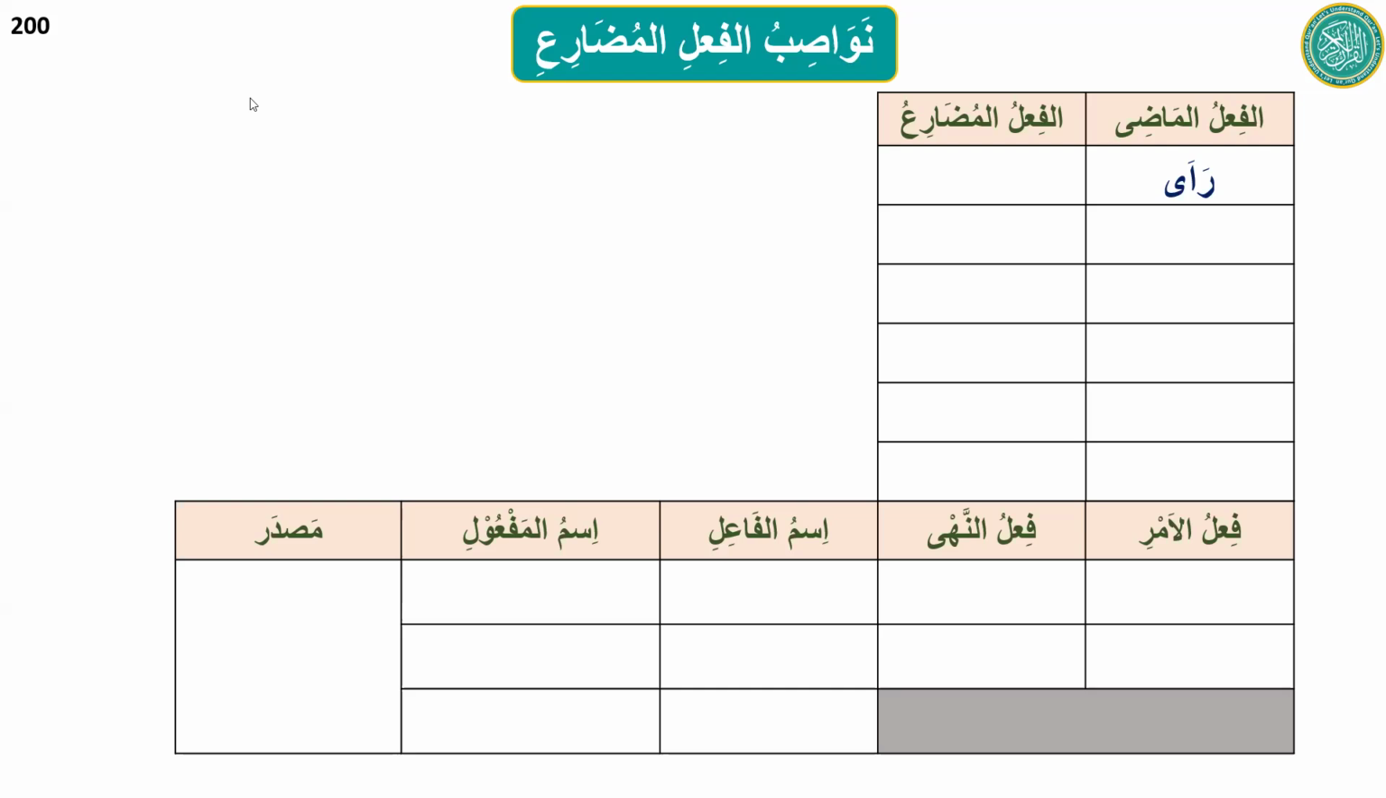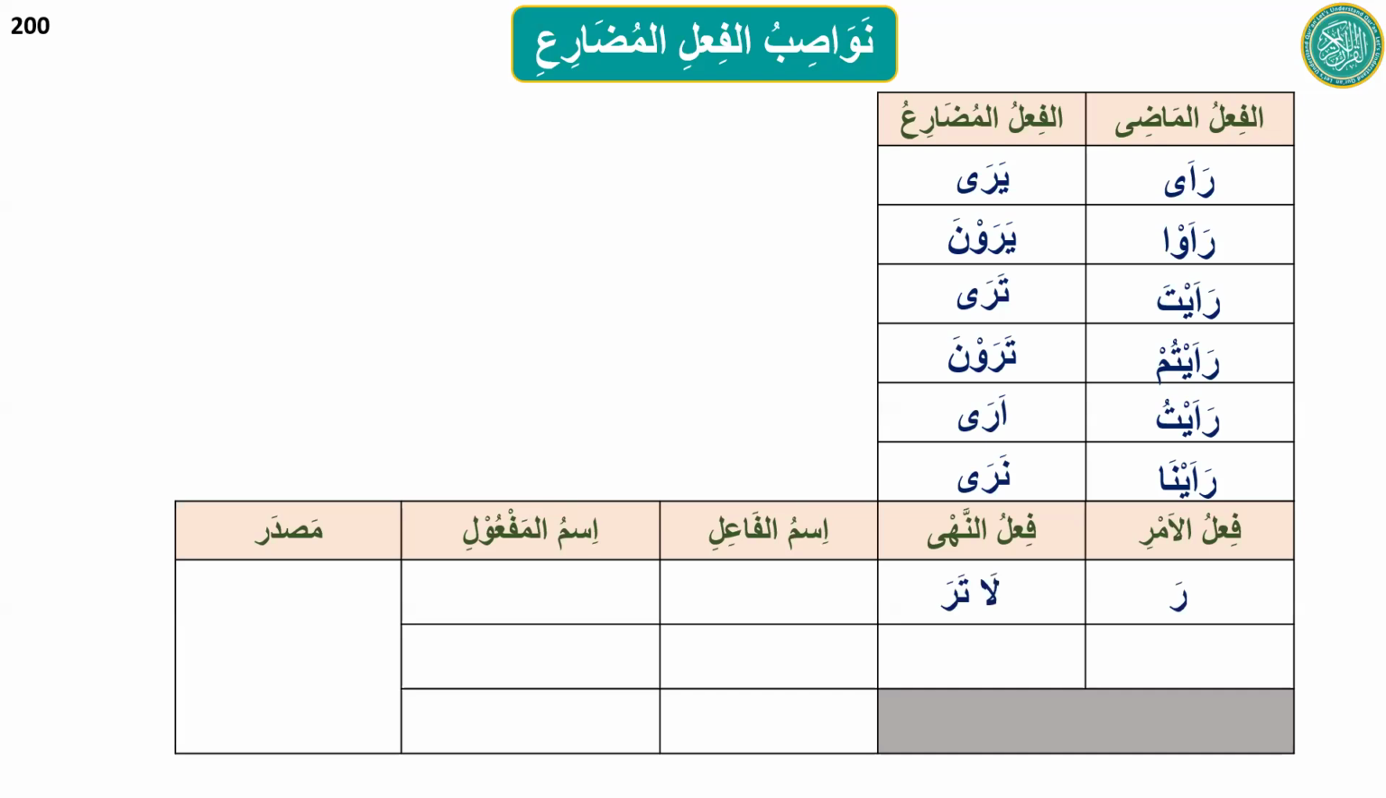Anybody remember this sarf? Umar, can you do this? Ra'a. Assalamu alaikum. Wa alaikum salam. Ra'a, ra'au, ra'aita, ra'aitum, ra'aitu, ra'aina. Yara, yarawna, tara, tarawna, ara, nara. Ra, la tara. Ra'u, la tara'u. Ra'in, ra'una, ra'ina. Mar'iyun, mar'iyuna, mar'iyina.